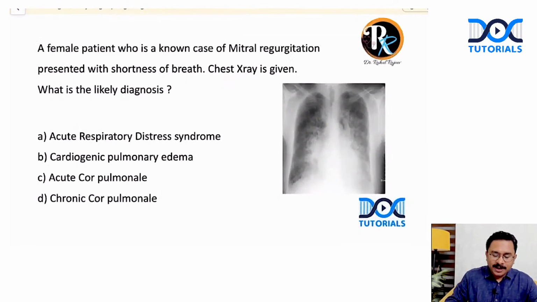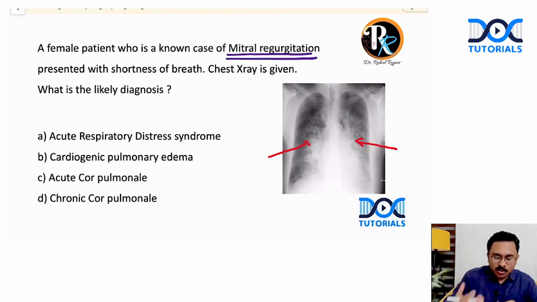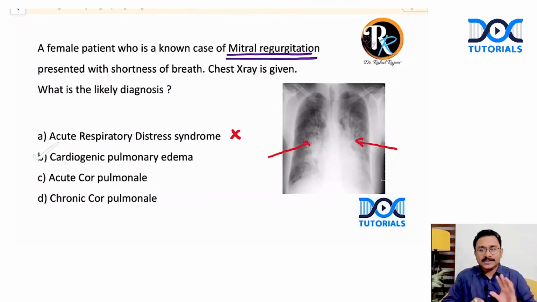Next question: a female patient who is a known case of mitral regurgitation presented with shortness of breath. Chest X-ray is given. What is the likely diagnosis? So what can you see here? You can see the bat wing opacities. When you get bat wing opacities in a patient who is having a valvular disease like MR, you are going to consider cardiogenic pulmonary edema. ARDS is definitely not the answer, because MR does not predispose to ARDS. ARDS, acute respiratory distress syndrome, is also called non-cardiogenic pulmonary edema.